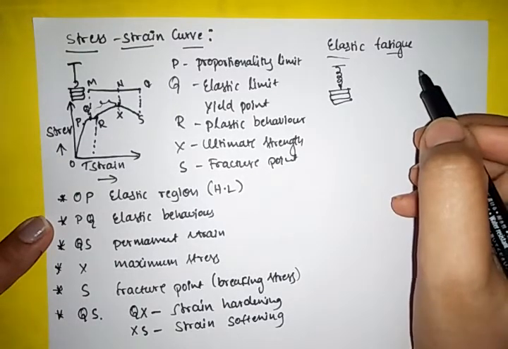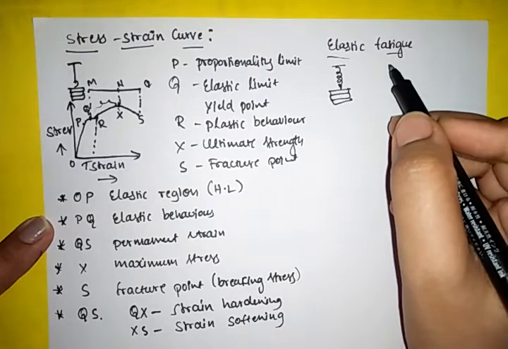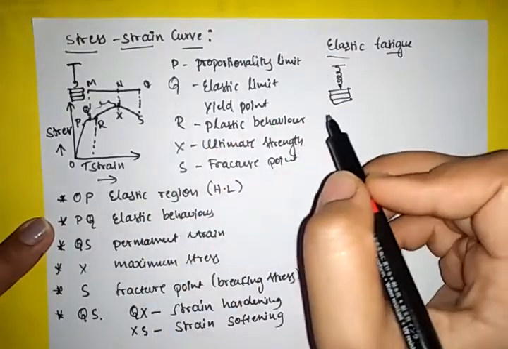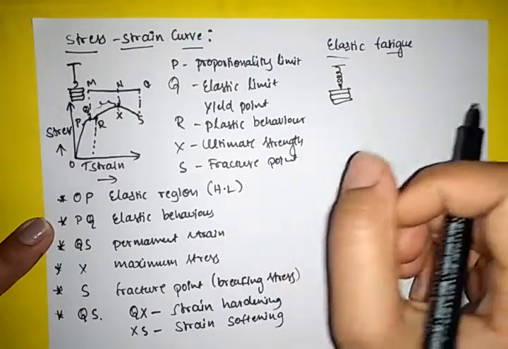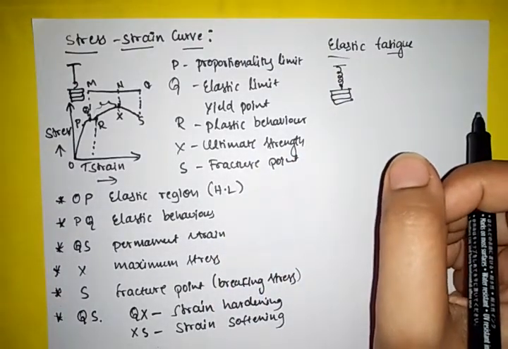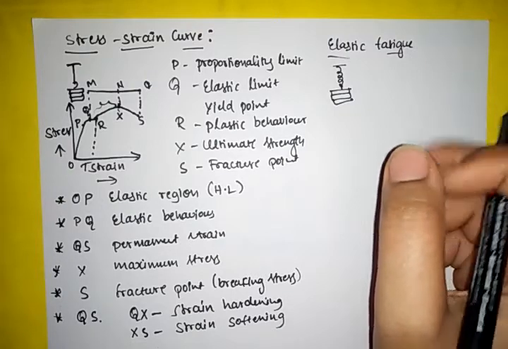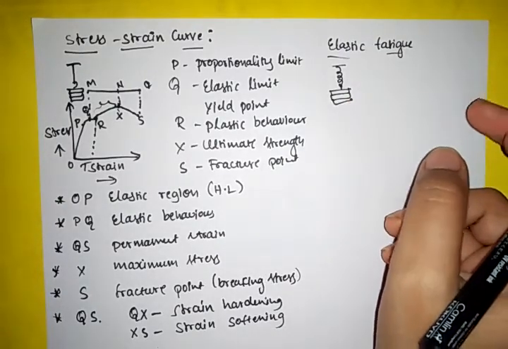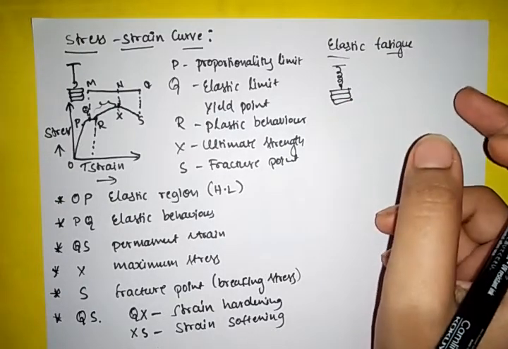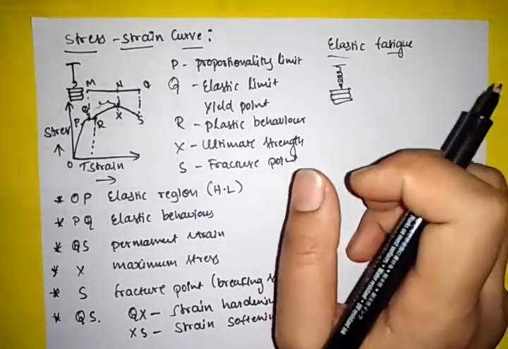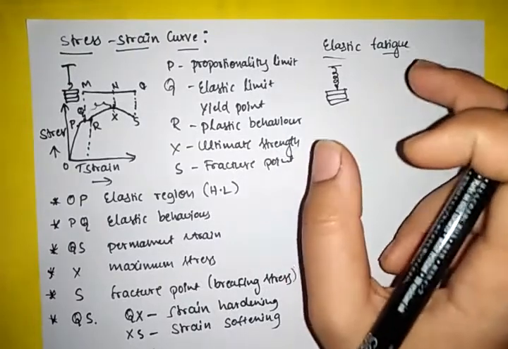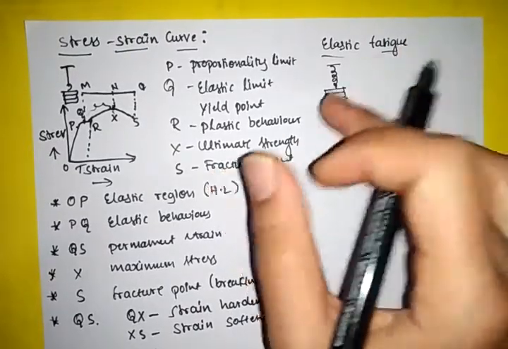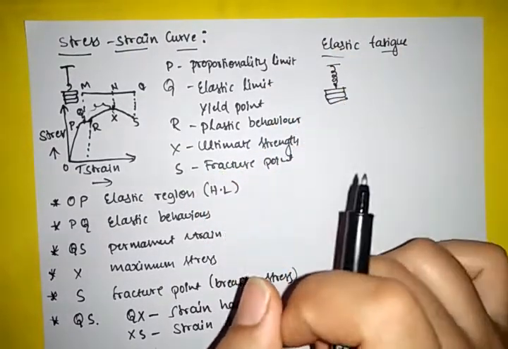So fatigue is an important concern in the design of mechanical instruments and devices like engine pistons and suspension springs, etc. Fatigue leads to the failure of the elastic material. Elastic fatigue is a main concern in the preparation of elastic material.